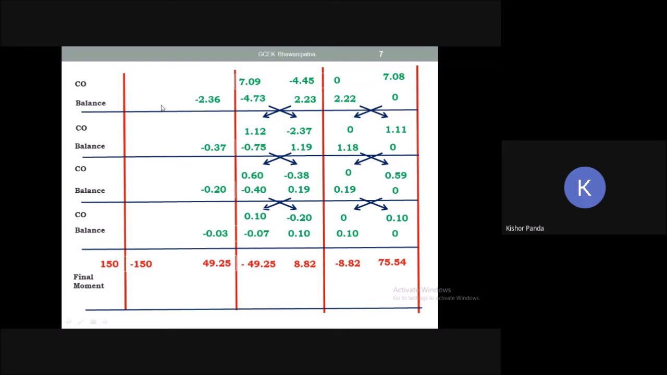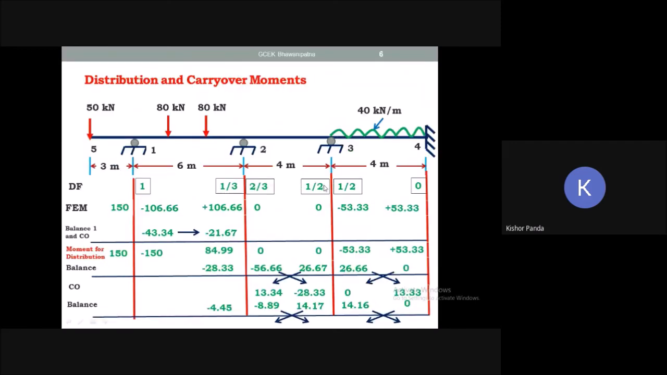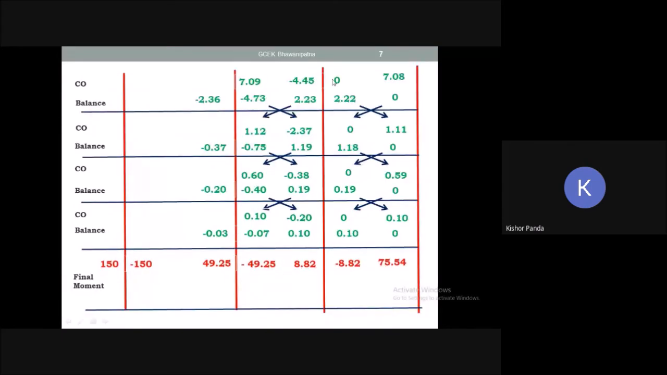Then again you have to go for the balance. So what is the net moment here? So this moment you have to multiply with 1 by 3, and you have to put here. And this moment you will multiply with 2 by 3, and you have to put here. Similarly, what is the net moment here at joint 3? Minus 4.45. Then you have to multiply this net moment with half, and you have to put here in opposite sign. And here this is 7.08, and the distribution factor is 0, so you have to put here 0. So this is the carryover and balancing the moment.